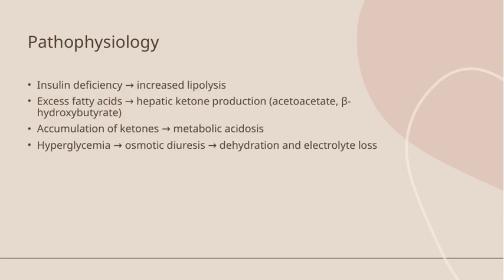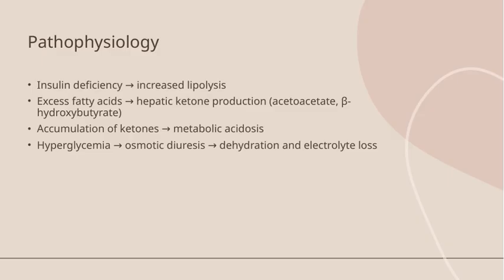Let's delve into the pathophysiology behind diabetic ketoacidosis. When there's insulin deficiency, the body's ability to utilize glucose effectively is impaired, leading to increased lipolysis, or fat breakdown. This process releases excess fatty acids into the bloodstream. These fatty acids are then taken up by the liver, where they are converted into ketone bodies, specifically acetoacetate and beta-hydroxybutyrate.